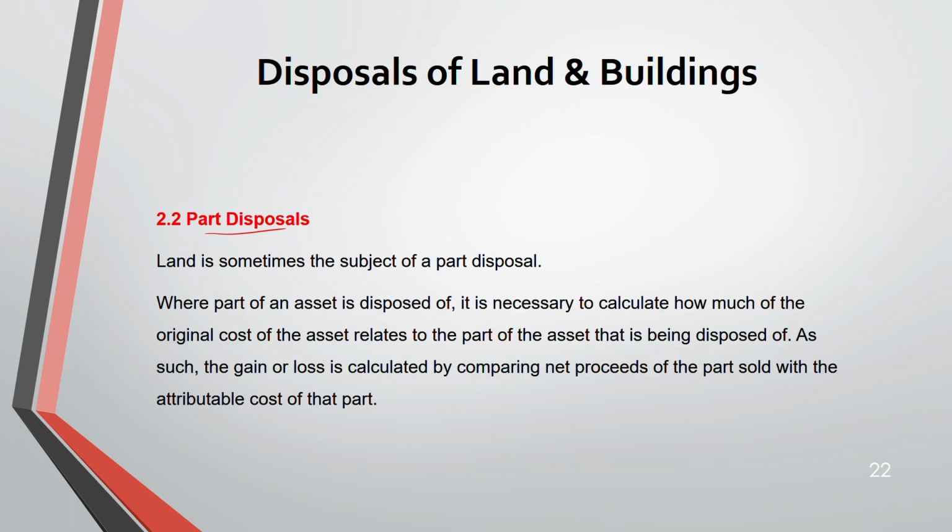Now, where a part of an asset is disposed of, you have to calculate how much of the original cost of the asset relates to the part of the asset that is being disposed of. Then you calculate the gain or loss by comparing with the net proceeds of the part that is sold. So how much of the cost relates to the part sold, and the amount of the part that you have sold. Compare these two and calculate the gain.